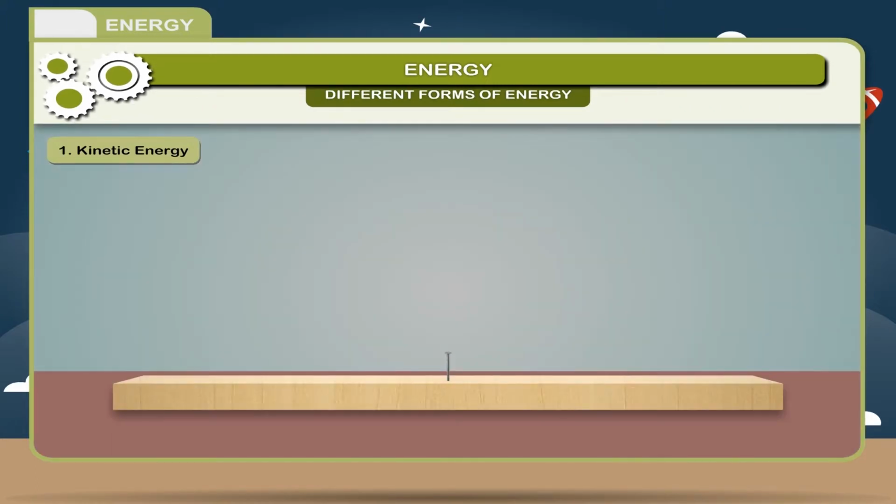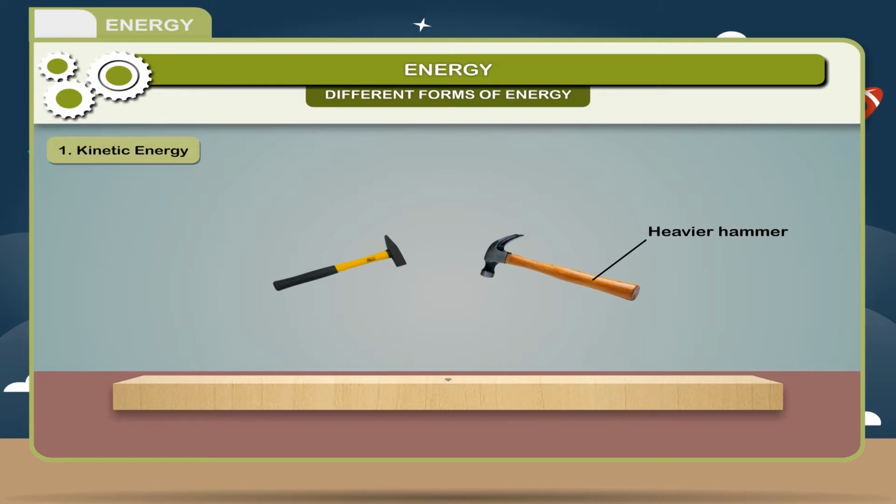Activity. Take 1 lighter and 1 heavier hammer. Strike both the hammers one by one on the iron nail fixed on a wooden board. What do you observe? The nail penetrates deeper into the board when the heavier hammer strikes the nail. So, we can conclude that the kinetic energy of the moving heavier hammer is more than that of the lighter hammer. So, the amount of kinetic energy depends on the mass of the moving object.